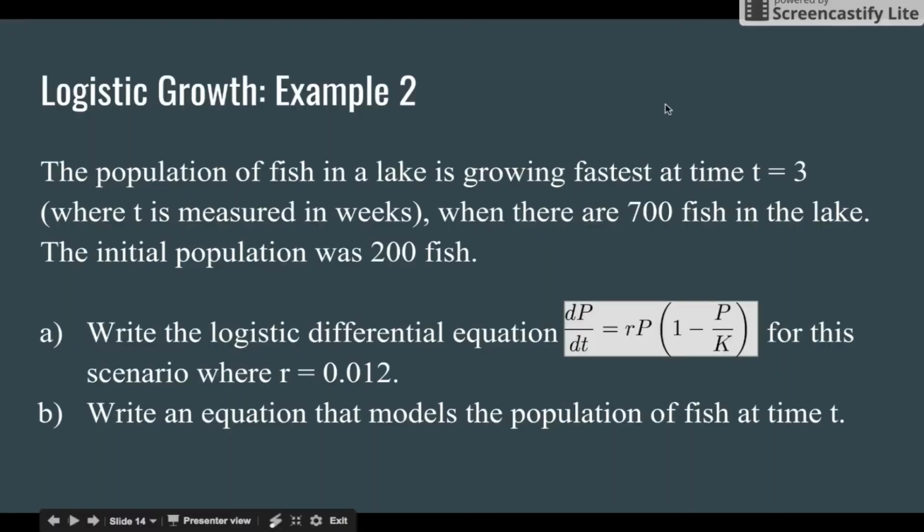Now for a second example, the population of fish in a lake is growing fastest at time t equals 3, where t is measured in weeks, when there are 700 fish in the lake. The initial population was 200 fish. Part A asks us to write the logistic differential equation dP/dt equals rP times 1 minus P over K for this scenario where r is equal to 0.012. Part B asks us to write an equation that models the population of fish at time t.